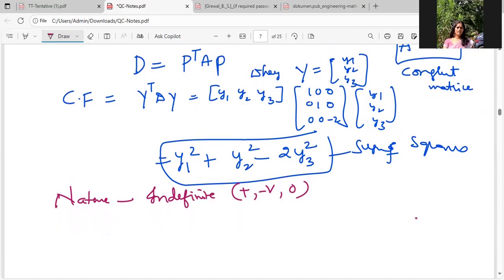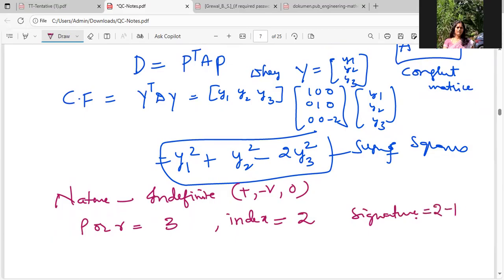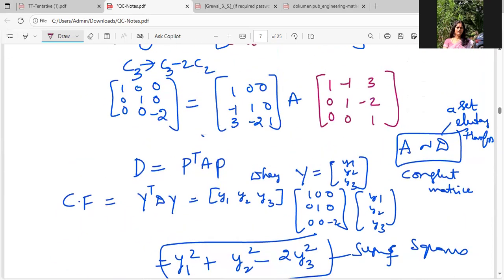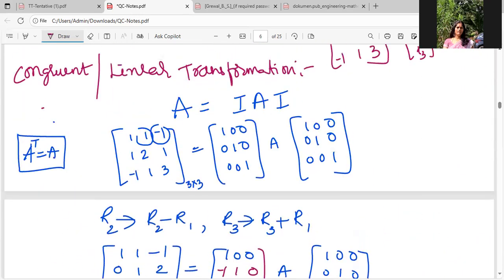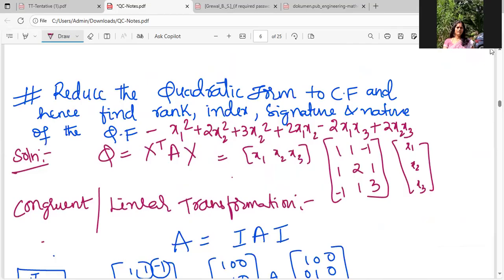Next, rank is 3. Rank, or a small r some people will use, is 3. And then what is index? The number of positive terms is index. Index is 2. Signature is the difference between the positive and the negative terms. 2 positive terms are there, 1 negative term is there. Hence the signature is 1. This is how I will reduce a quadratic form to canonical form using congruent transformation. Okay. Thank you.